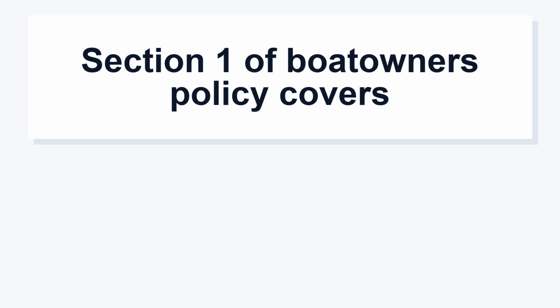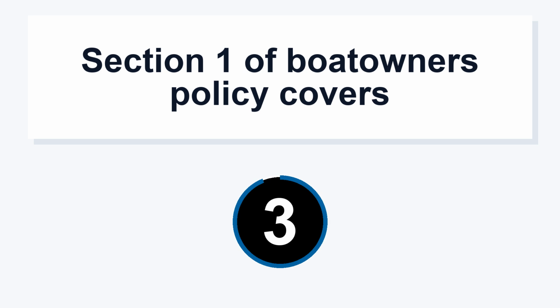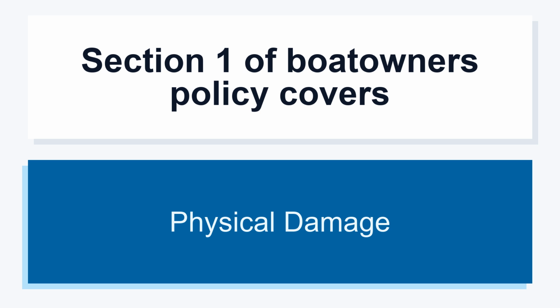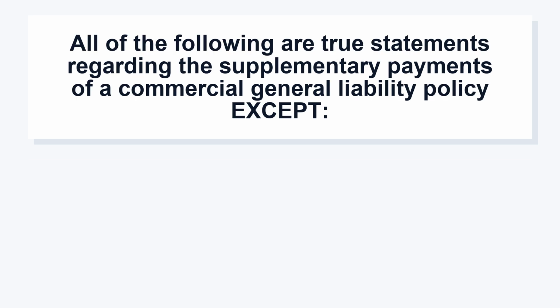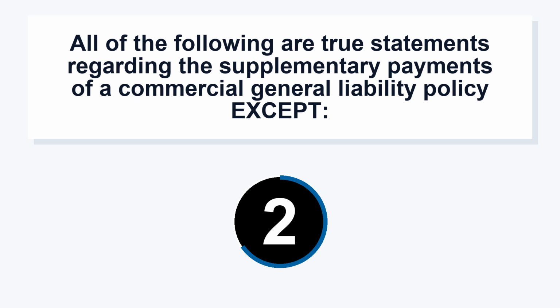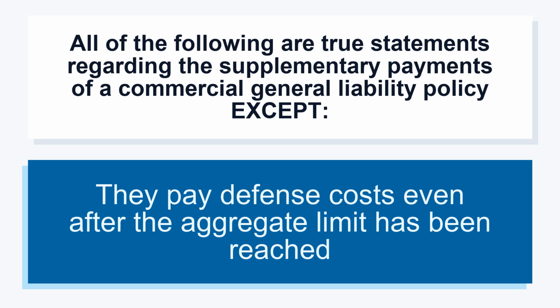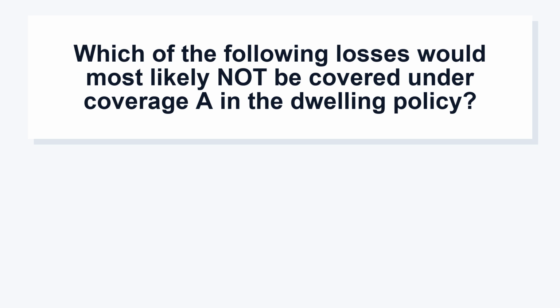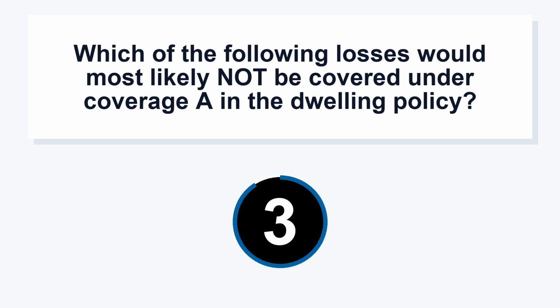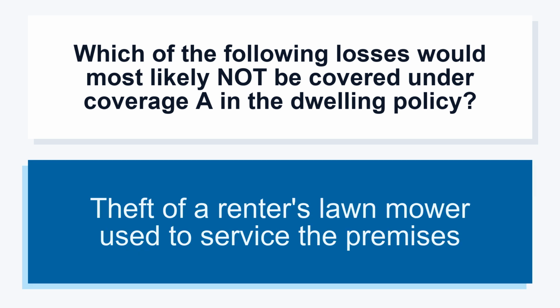Section 1 of boat owner's policy covers physical damage. All of the following are true statements regarding the supplementary payments of a commercial general liability policy except they pay defense costs even after the aggregate limit has been reached. Which of the following losses would most likely not be covered under coverage A in the dwelling policy? Theft of a renter's lawn mower used to service the premises.